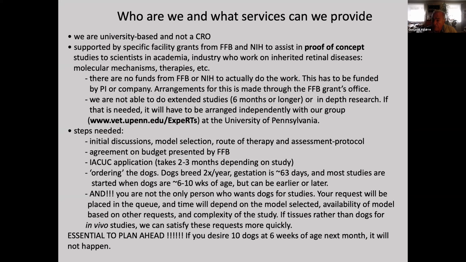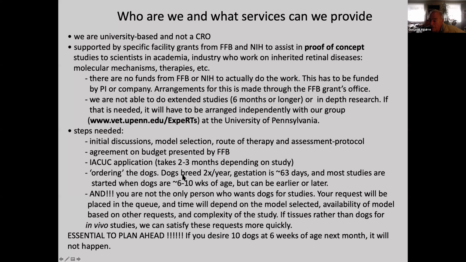And the reason is that we've put a lot of work on this at times, and people decide, oh, I'm not going to do it. The IACUC application takes 2 to 3 months, sometimes a few weeks less, often a few weeks or months more.